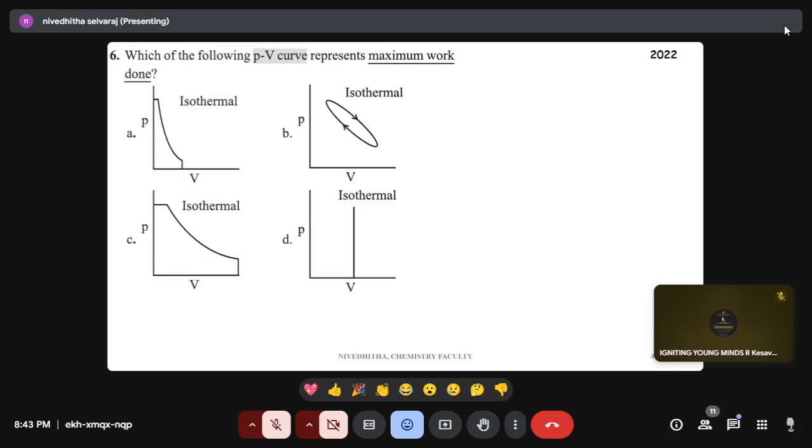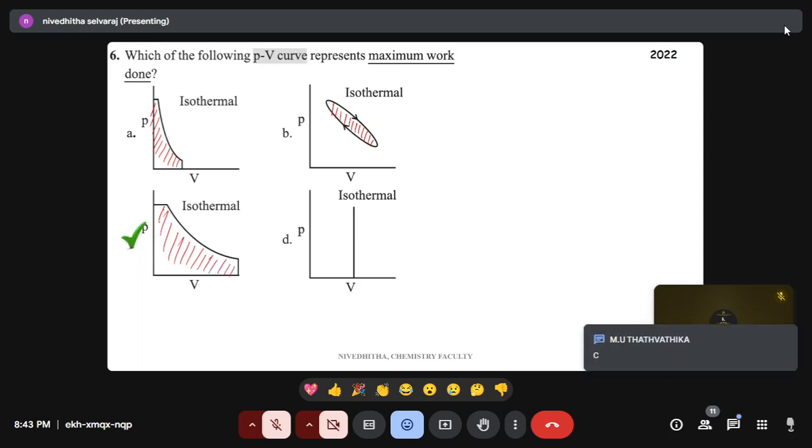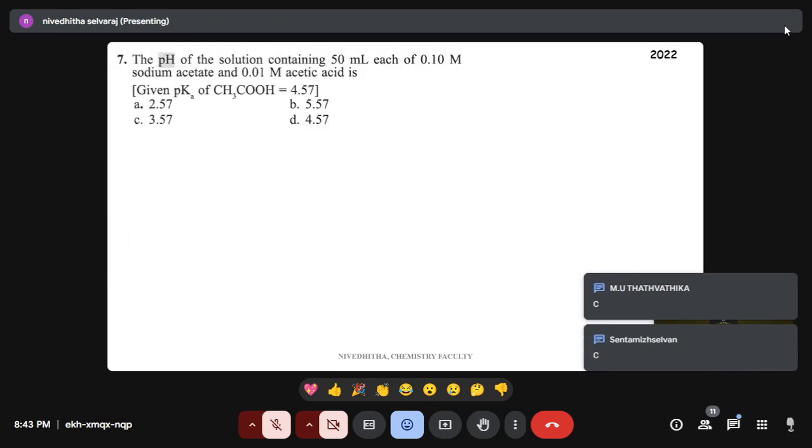Which of the following pressure volume curves represents the maximum work done? Basically, the area under the curve represents work. So if the area is more, it is maximum work. So which option is the answer? Obviously, option C. That's it. Next question. Okay.